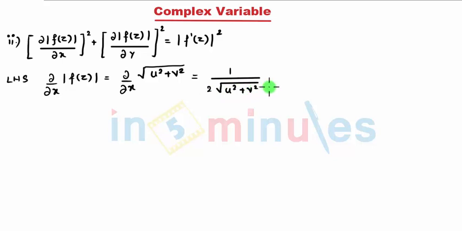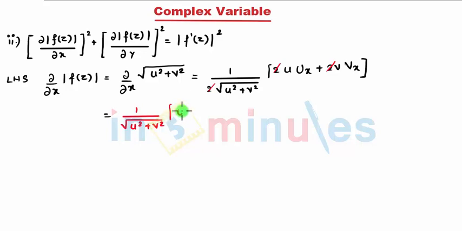But since we are differentiating with respect to x, and u and v are functions of x, further I need to differentiate this, which will come as 2u, and the derivative of u is ux, plus 2v, and the derivative of v is vx. So I can say 2 gets cancelled, and I get 1 divided by under root u square plus v square, times ux plus vx.